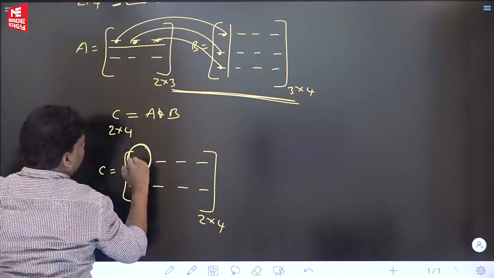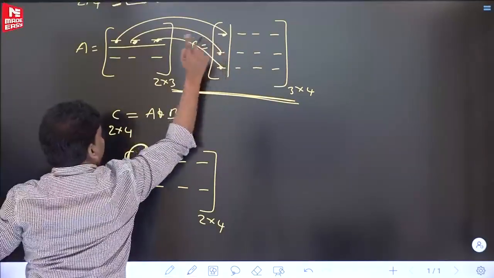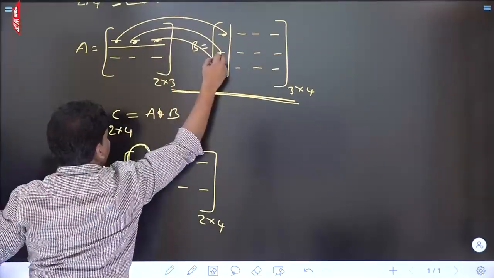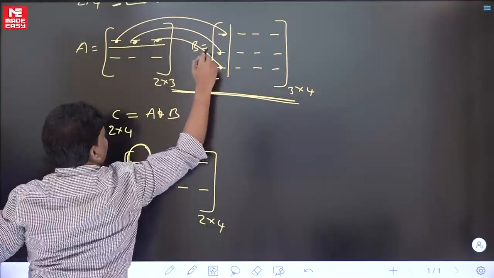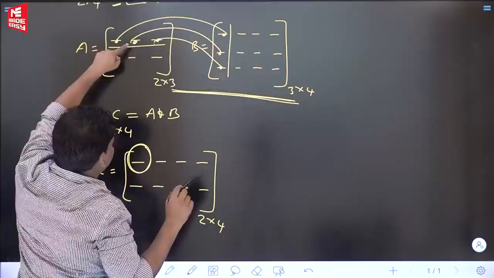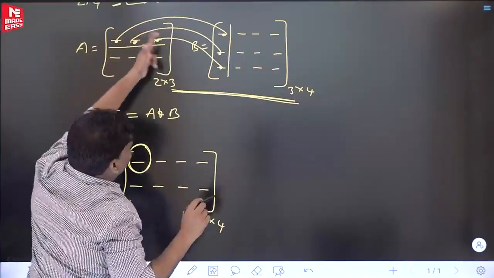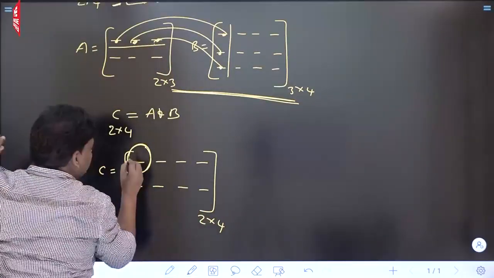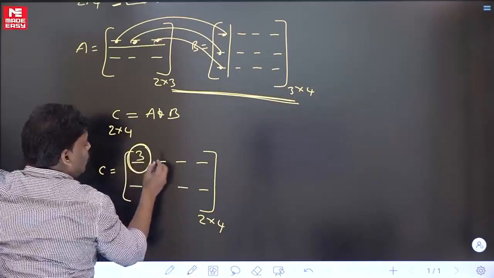If you want to get the first element, first one multiply plus second one multiply plus third one multiply, right? Like that. So first one multiply plus second one also multiply, third one also multiply. I think to get this one, 3 multiplications required.